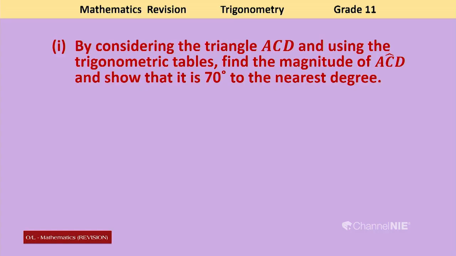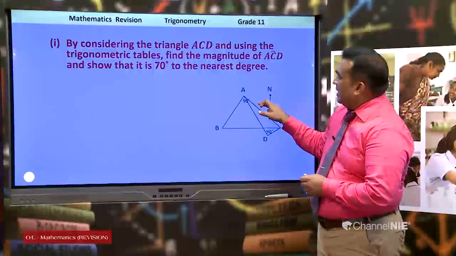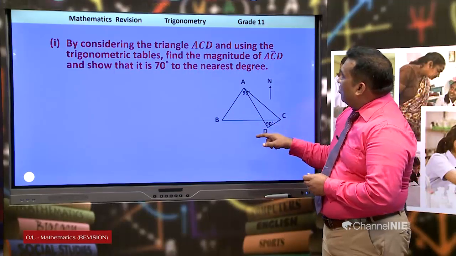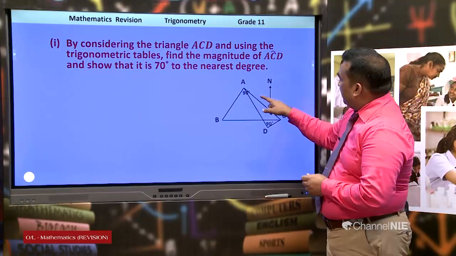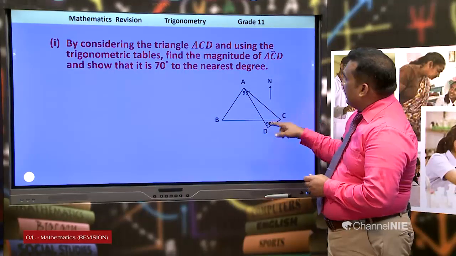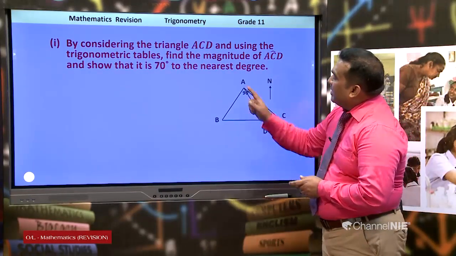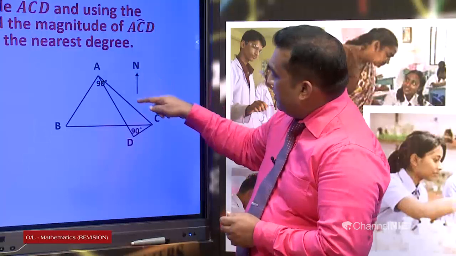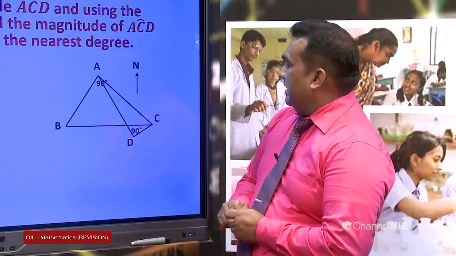By considering the triangle ACD and using the trigonometric tables, find the magnitude of angle ACD and show that it is 70 degrees to the nearest degree. Then we want to find out the magnitude of ACD and show that that is 70 degrees. Then how to find out angle ACD?